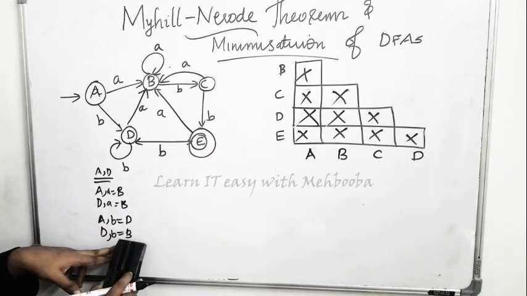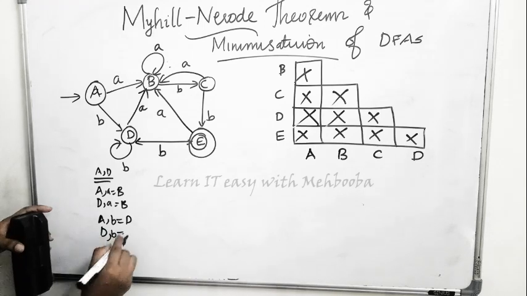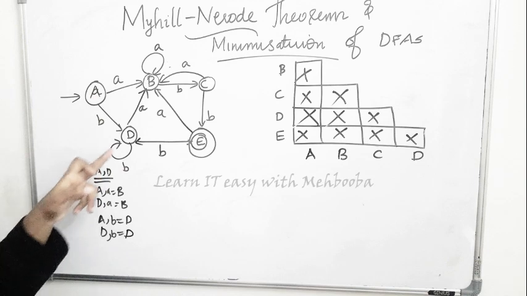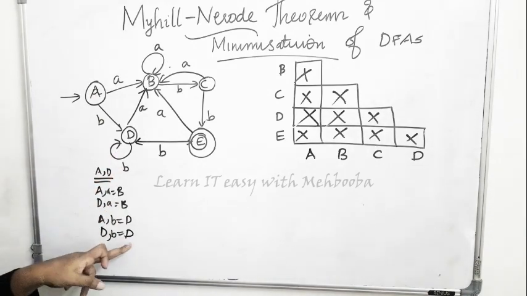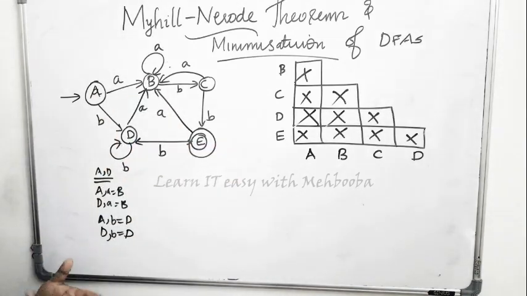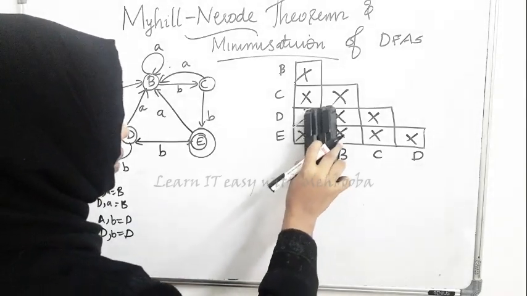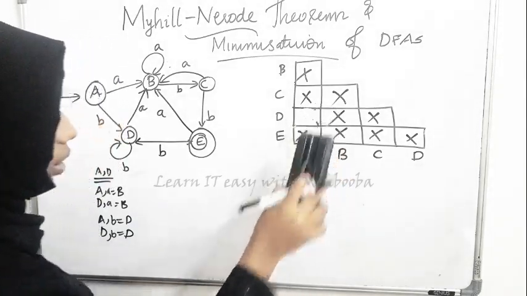So I have made a mistake. This is actually D. D on b is actually D. So this is BB and DD. None of the pairs are present there. So I can't mark AD. That was a mistake actually. So I can't mark AD.